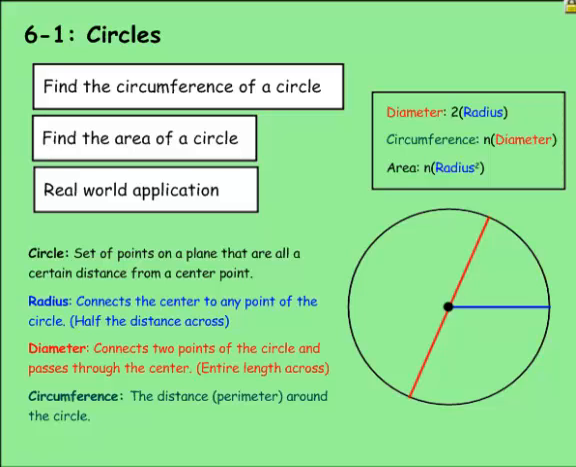We're on lesson 1 of chapter 6, which is circles. We're going to find the circumference of a circle, then we're going to find the area of a circle, and then a real-world application. Let's get on the same page for vocabulary.